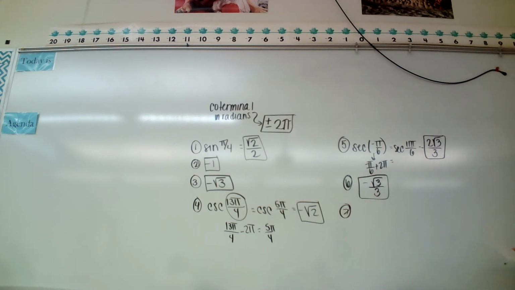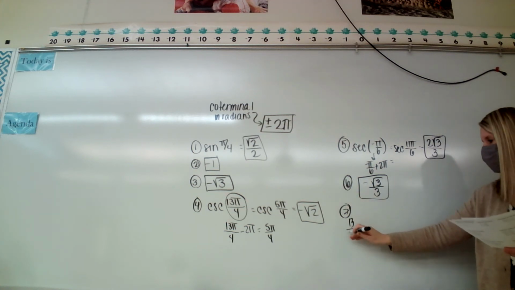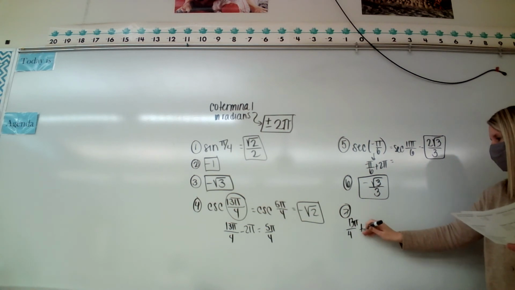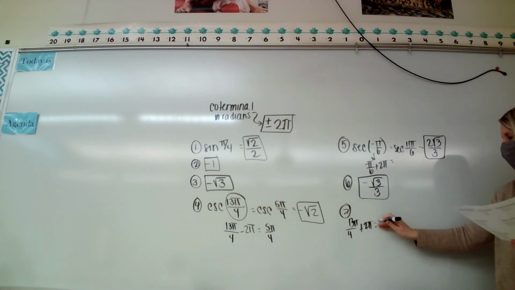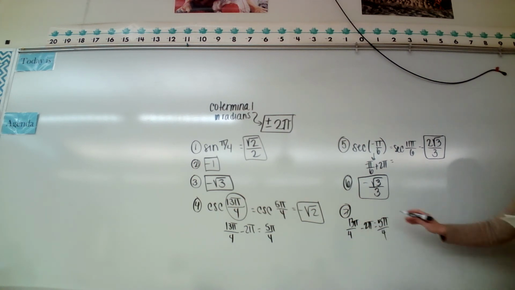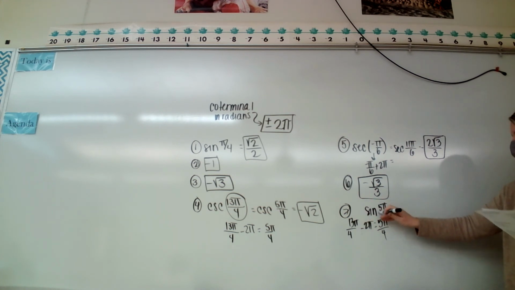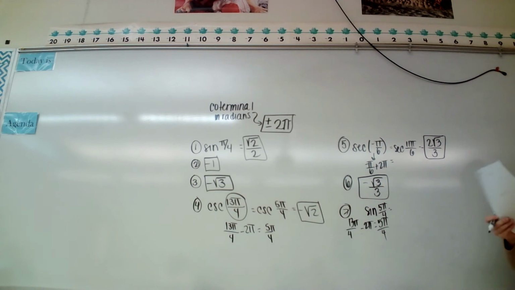Number 7, I'm going to have to do a coterminal. Oh, but it was 13 pi over 4, which I just did over there. So when I do 13 pi over 4 plus 2 pi, it comes out to 5 pi over 4. Excuse me, that should be minus 2 pi, not plus. So I'm really looking at the sine of 5 pi over 4, which is, I have no clue, negative root 2 over 2.